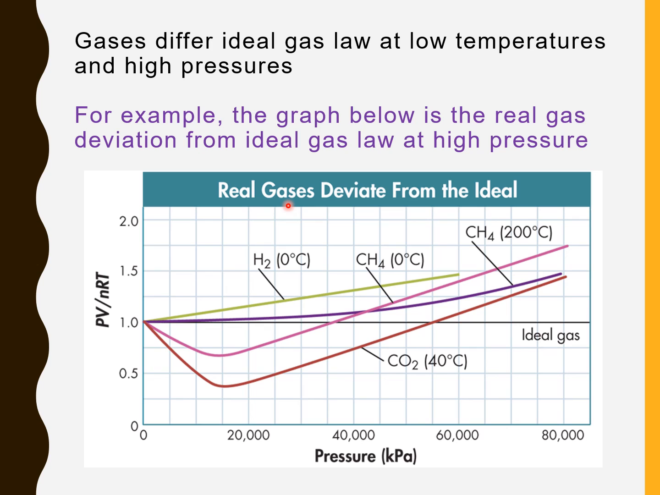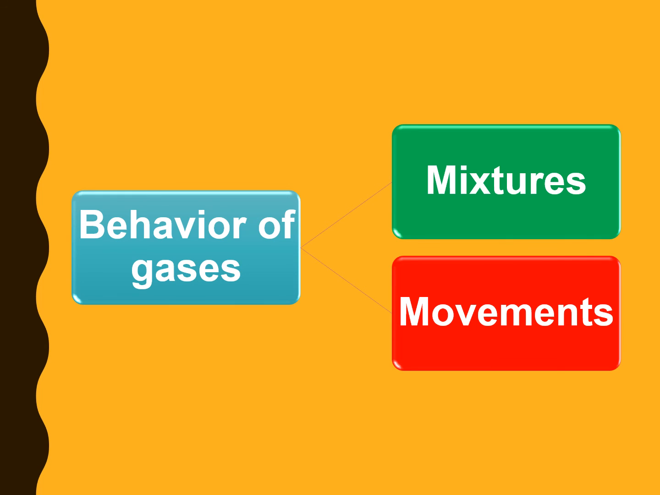So this is about the ideal gas law. We'll be talking about the behavior of gases in mixtures and in movements. For mixtures, I'm going to talk about Dalton's law, partial pressures, and how to measure the mixture of gases, and then Graham's law: what diffusion and effusion are, and what Graham's law of effusion is. So this is about the ideal gas law.